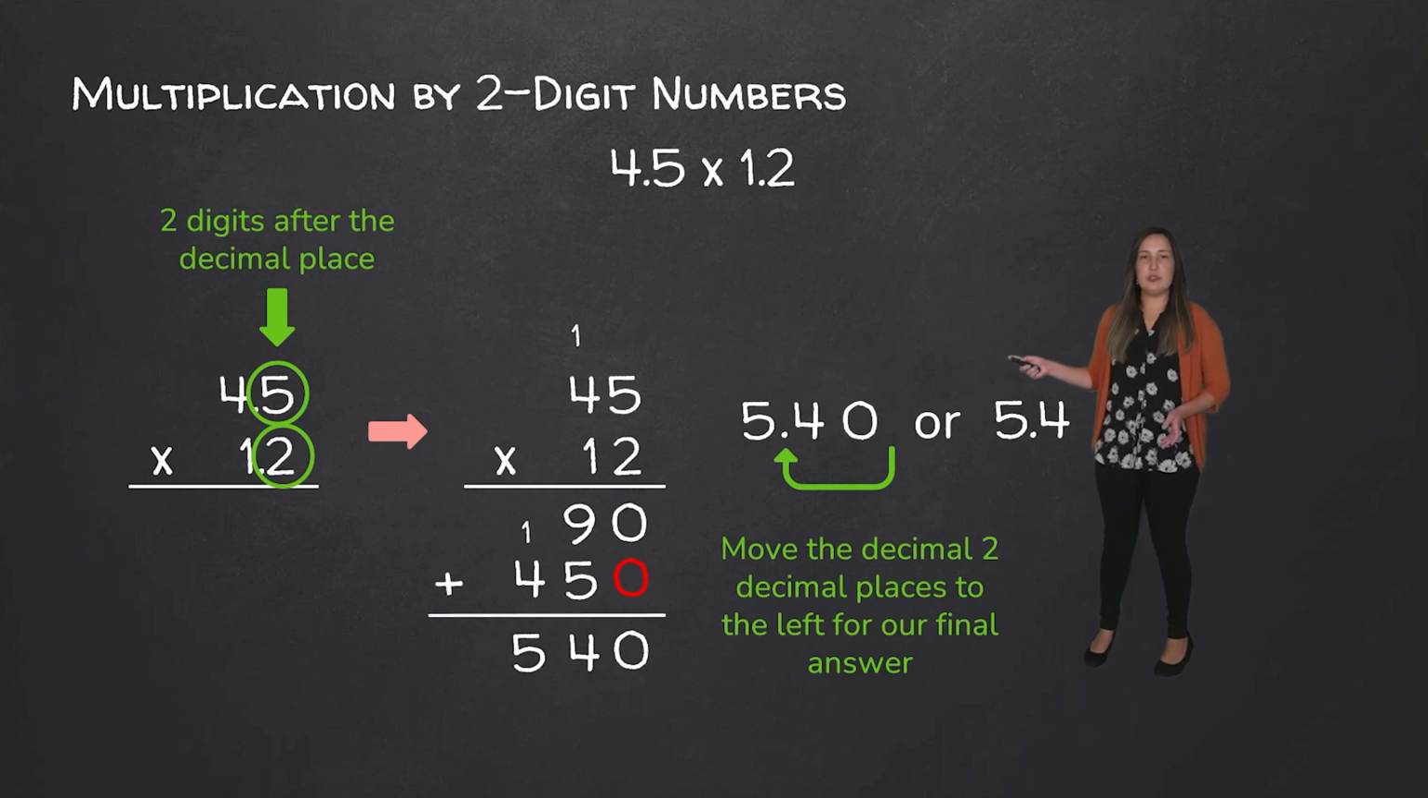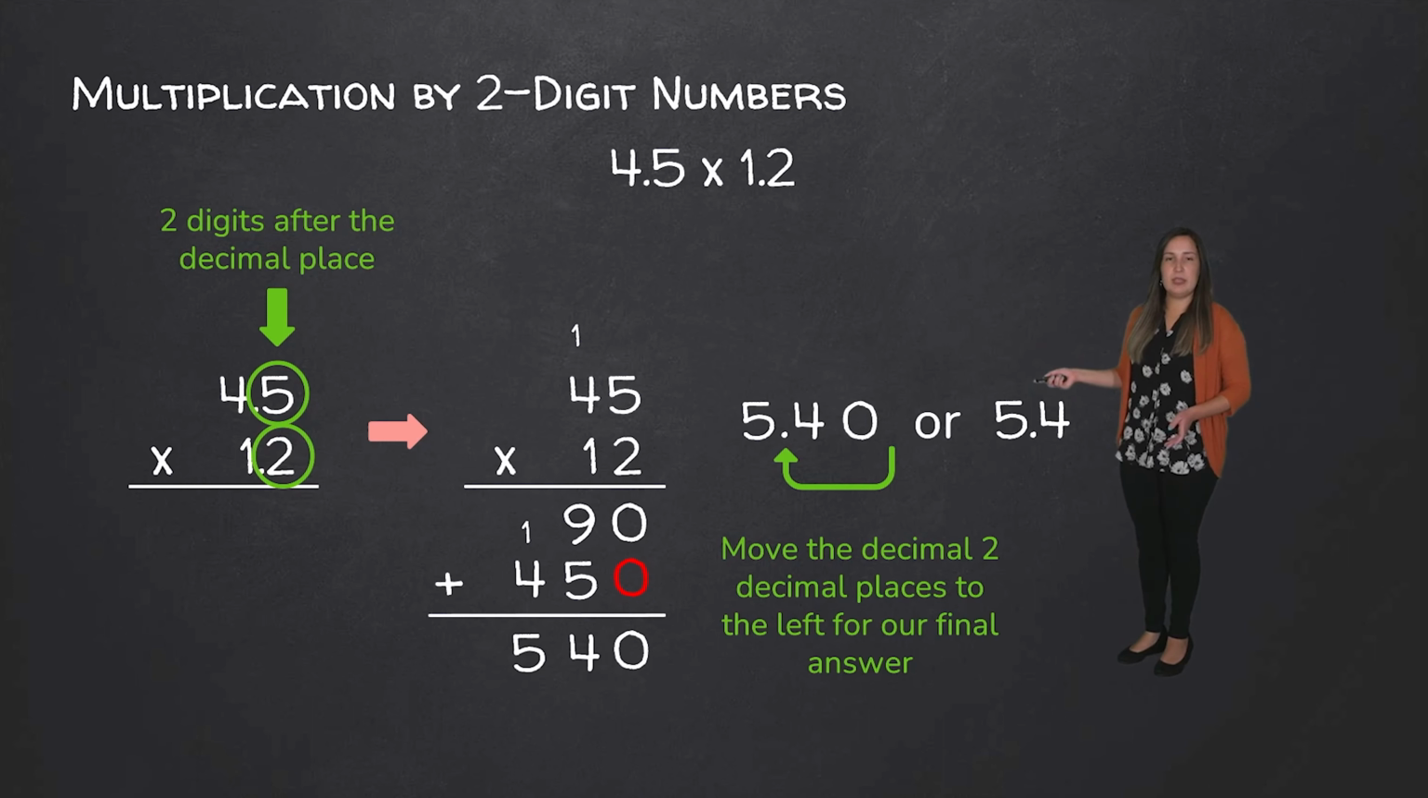Notice here we have a 0 at the end of our decimal, which means that we could actually get rid of that, and that would be equivalent to 5 4/10. So 4 5/10 times 1 2/10 is equal to 5 4/10.